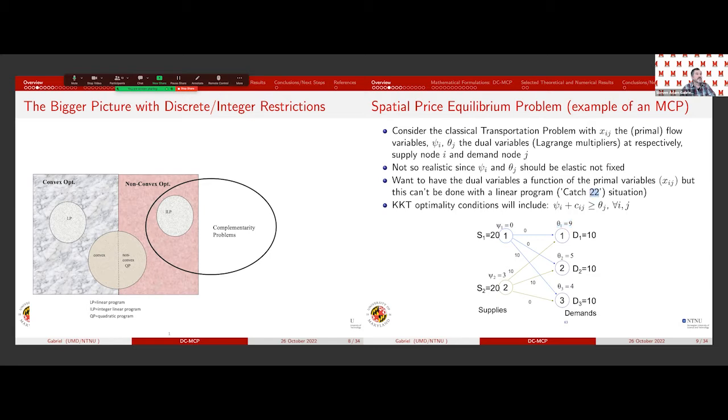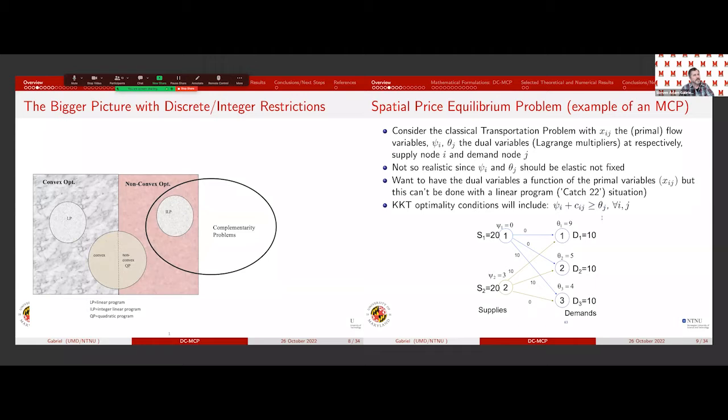But this is the so-called catch-22, chicken versus the egg situation, where to know the optimal dual values, you need to have solved the optimal primal problem and vice versa. So which one do you do first? Well, one way to do that is to look at the Karush-Kuhn-Tucker optimality conditions, which will include necessarily conditions of this form that basically say the supply price plus the unit transportation cost, so this is the delivered price, has to be greater than or equal to the demand price, the price you're willing to pay. And if there's actually any flow, if xij, x being the primal flow variables, is positive, then this holds as an equality.